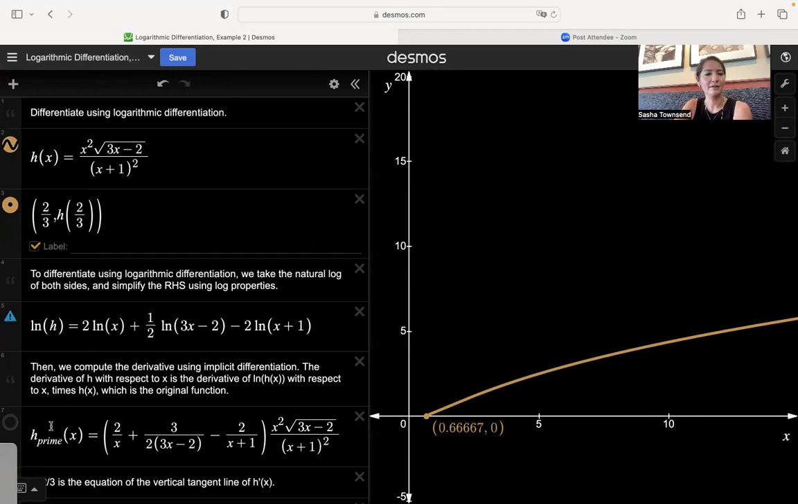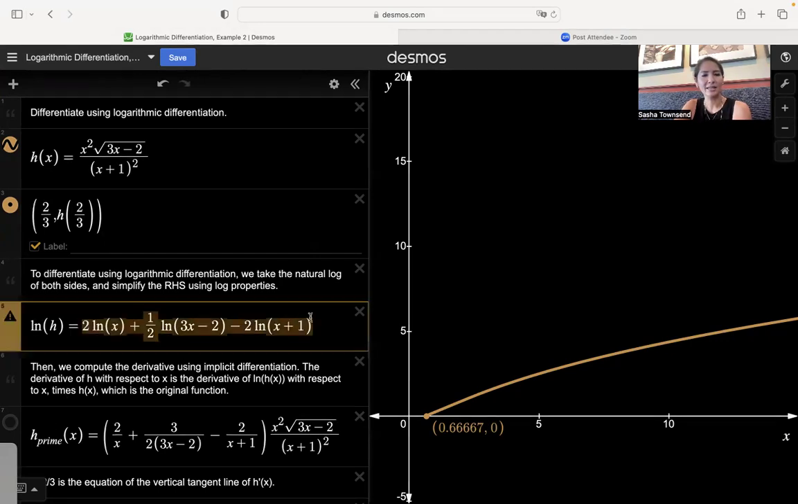Then h prime is the derivative of this right-hand side, just using logarithmic differentiation. So we get that constant times 1 over the function inside times the derivative of the inside in each case. And then that equals that 1/h times h prime. So we multiply both sides by h, and then we remember what is h in terms of x? Well, it was that original function x squared times the square root of 3x minus 2 divided by x plus 1 quantity squared. So we end up with this function of x.